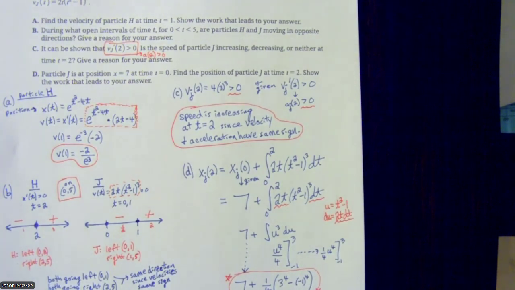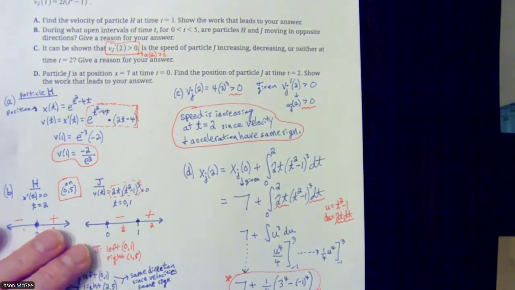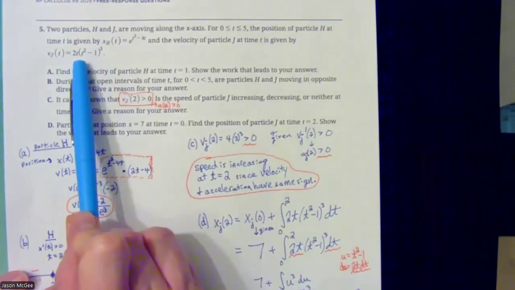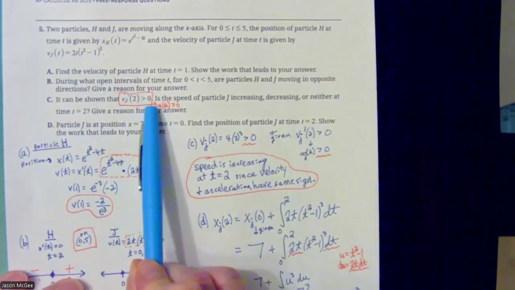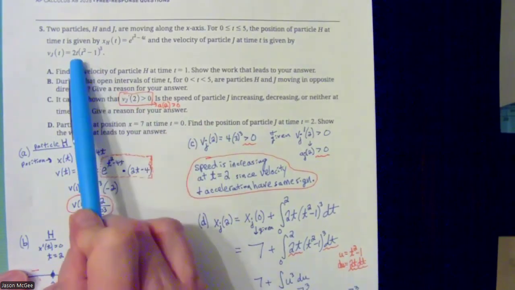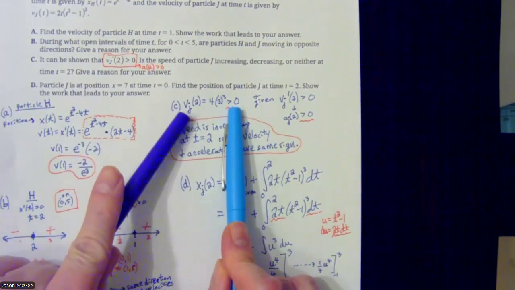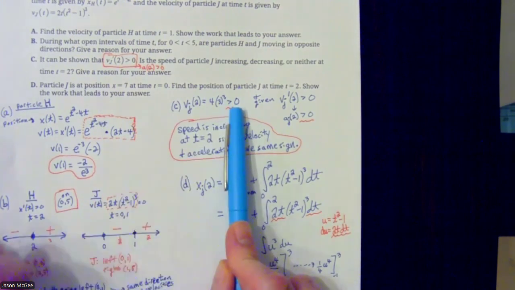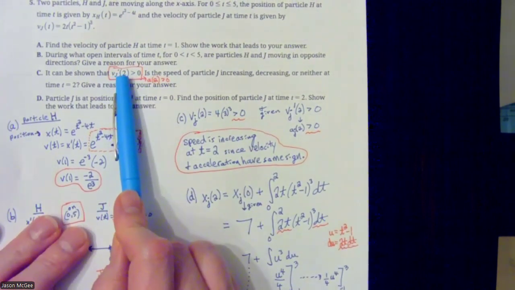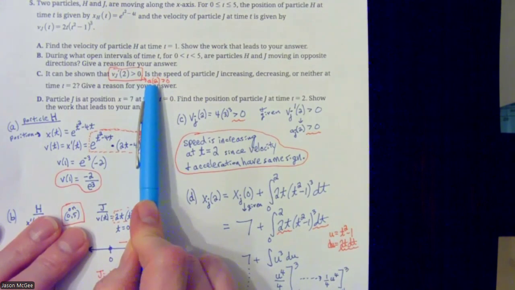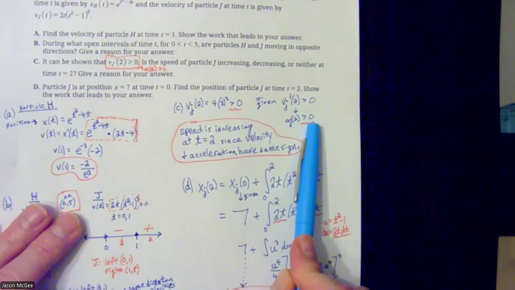If velocity and acceleration have the same sign, speed is increasing. If velocity and acceleration have opposite signs, speed is decreasing. So I didn't really need to do too much work here because it gave me the velocity of J equation. So I took 2 and I plugged it in for those t's right there, and I got a positive answer. So that told me the velocity was positive, and this is the v prime, which we know is acceleration. And so they told me at particle J, the acceleration is also positive.